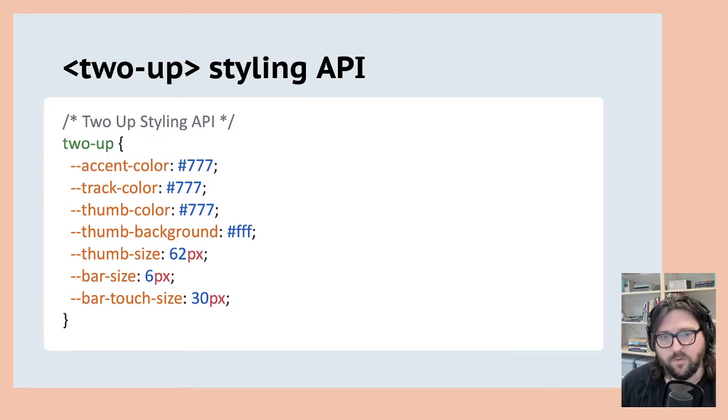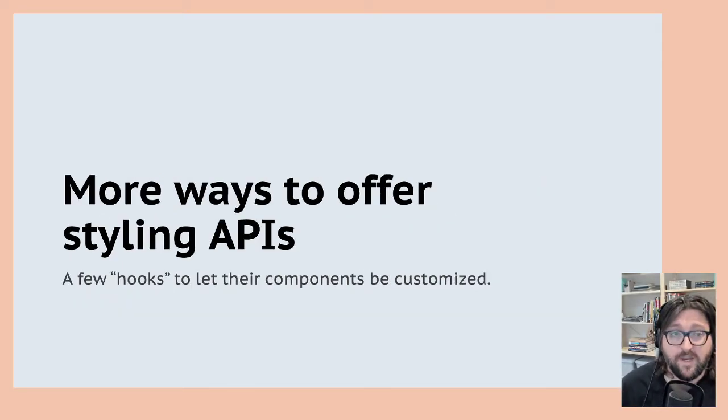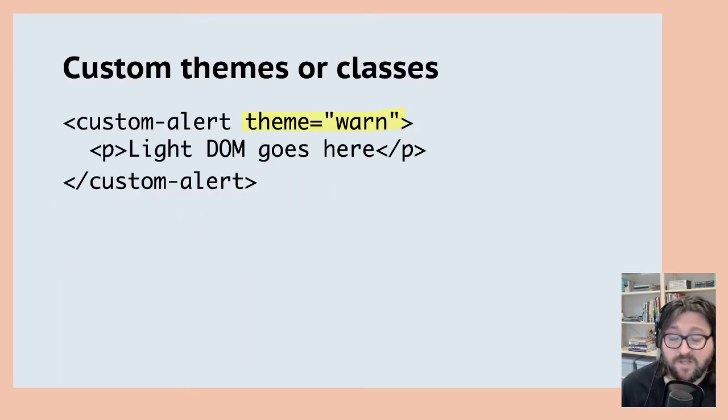These CSS variables are a really great way to add a styling API if you're the component author. So if you're authoring the component, you can add these styling APIs to give a little more flexibility and maybe lessen the support requests, I guess, to support this color or this theme or something like that. But speaking of that, there are some more ways to offer styling hooks, and one of them is themes.